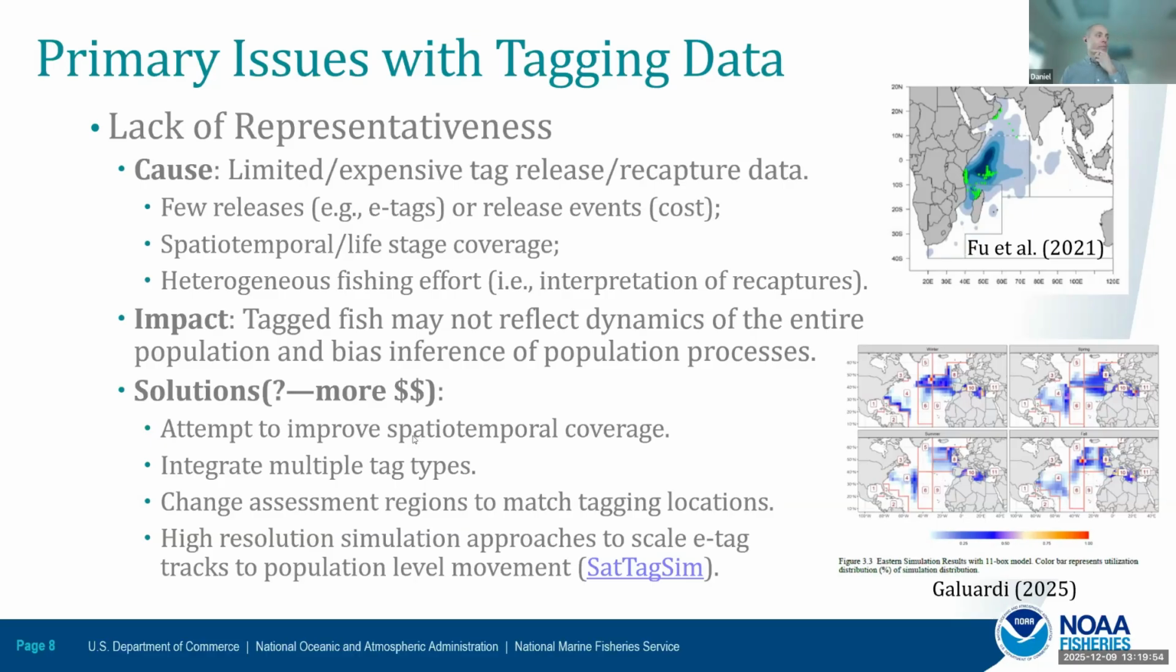So the more feasible thing is using multiple tag types and using the power of both types of tags simultaneously. You can adjust your assessment units to maybe better match the tagging locations and better deal with tag mixing. And then, like we talked about, there are a lot of up and coming high resolution simulation and estimation approaches that can help you infer the fine scale dynamics and move from the individual tag tracks to the population level. And Ben Gallardi has some interesting work with that with his SAT-TAG-SIM R package.